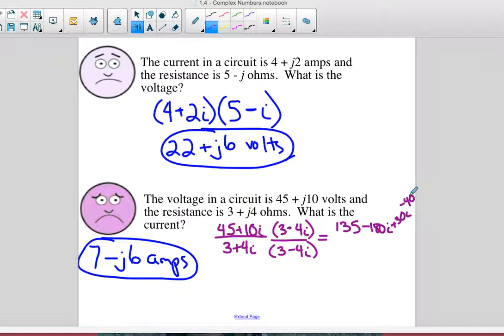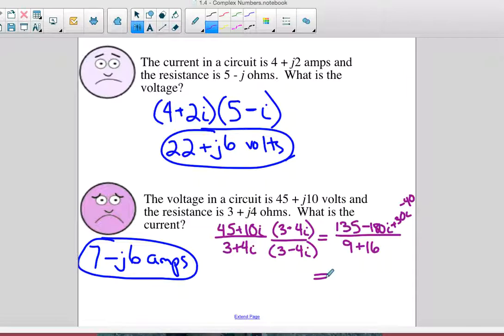The denominator is not quite as bad, right? The conjugates work because the middle terms cancel, so it's going to be 3 times 3, which is 9. And then negative 4i times positive 4i is going to be negative 16i squared. But again, with these i's, it always turns into a plus, because it's minus a negative with the i squared. So you're getting 9 plus 16. And then if we simplify, 135 minus 40, like terms, right?